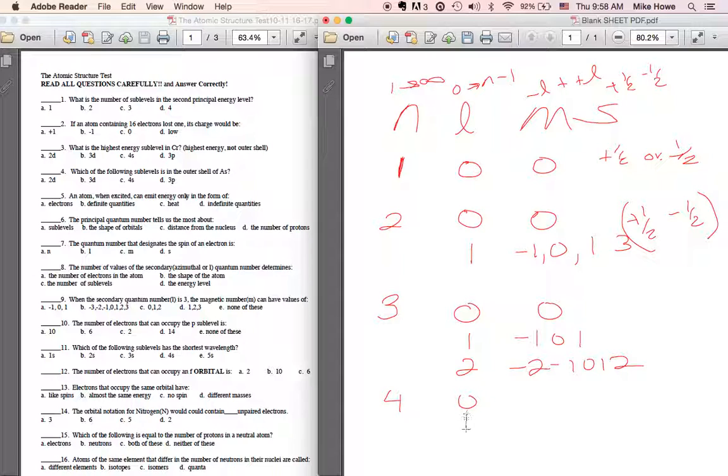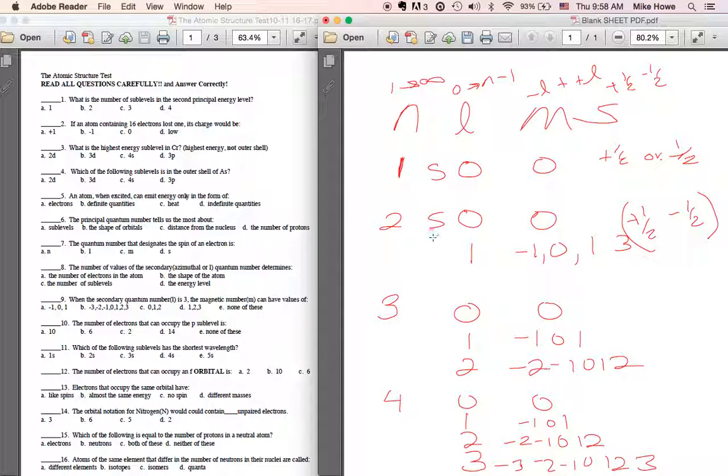If N equals 4, then L is 0, 1, 2, 3. All right, if L equals 0, then M equals 0. If L equals 1, then it's negative 1, 0, and 1. You seeing any pattern? Negative 2, negative 1, 0, 1, and 2. Negative 3, negative 2, negative 1, 0, 1, 2, 3. So in an F sublevel, or the L equals 3 value, there'd be 7 orbitals.